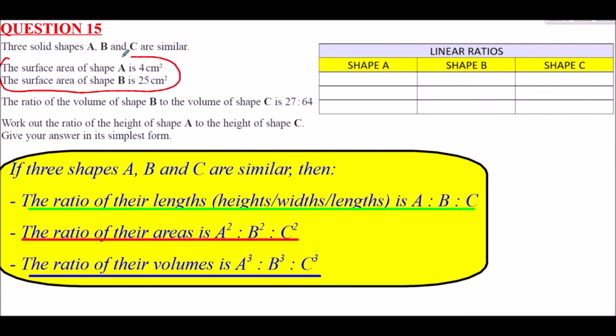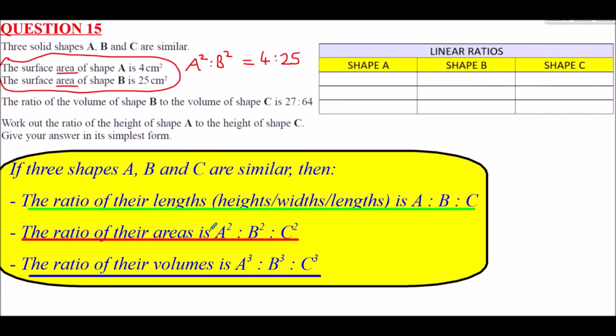So surface area is a ratio of areas. Here we're talking about A squared to B squared. We're talking about area, importantly. So A squared to B squared, the ratio of areas of A to B is 4 to 25. But of course, we want to work out the ratio of lengths.